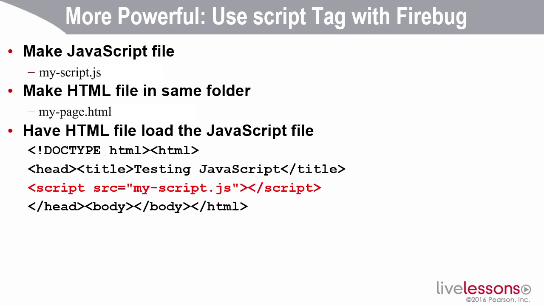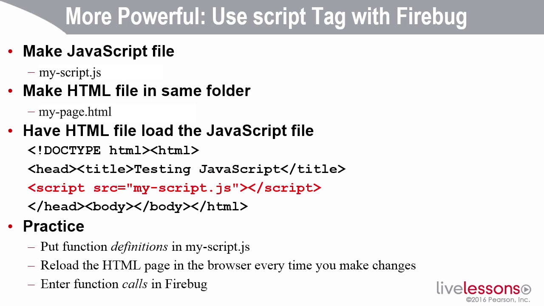Then, to practice, you'll put the function definitions in the JavaScript file. But you'll load the HTML page and then bring up Firebug, and you'll put the function calls in the JavaScript console in Firebug. And every time you want to update the function definition, you go back to the JavaScript file, make a change, save the file, go back to the browser, hit the little reload button, go back to Firebug, make a function call, and see your updated definition. Okay, let's try this process.